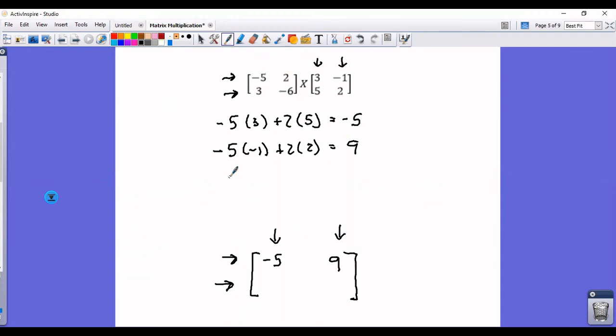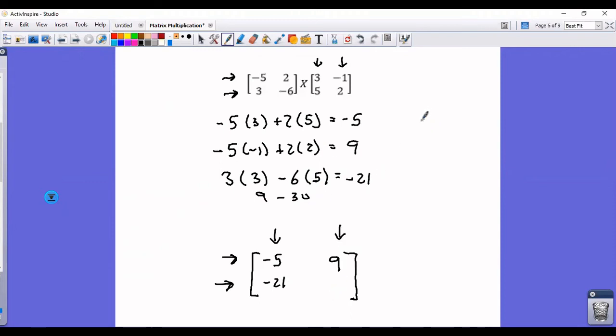Who's got the second row, first column? What do I multiply to get second row, first column? The 3. With 3, good. And then the -6. So I can just write -6 times 5. Perfect. So that's going to be 9 minus 30, which is a -21. All right, somebody new want to do the last one?